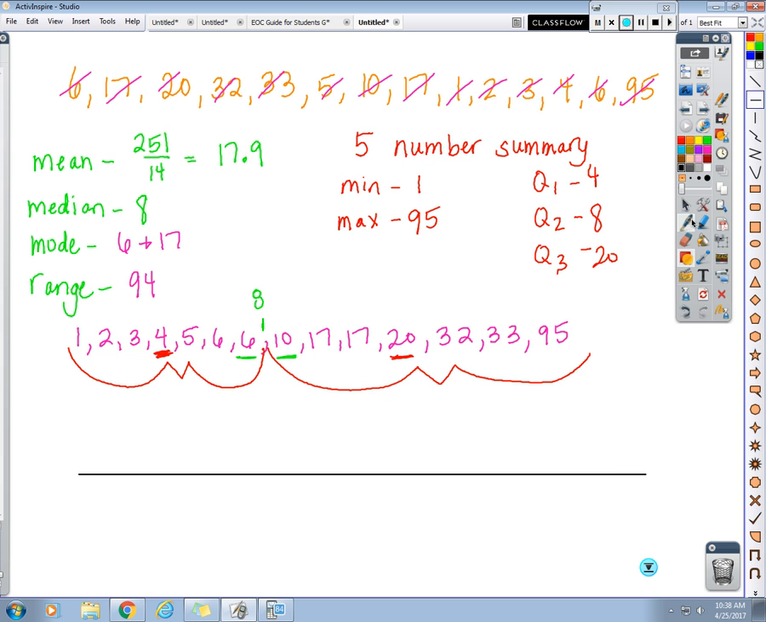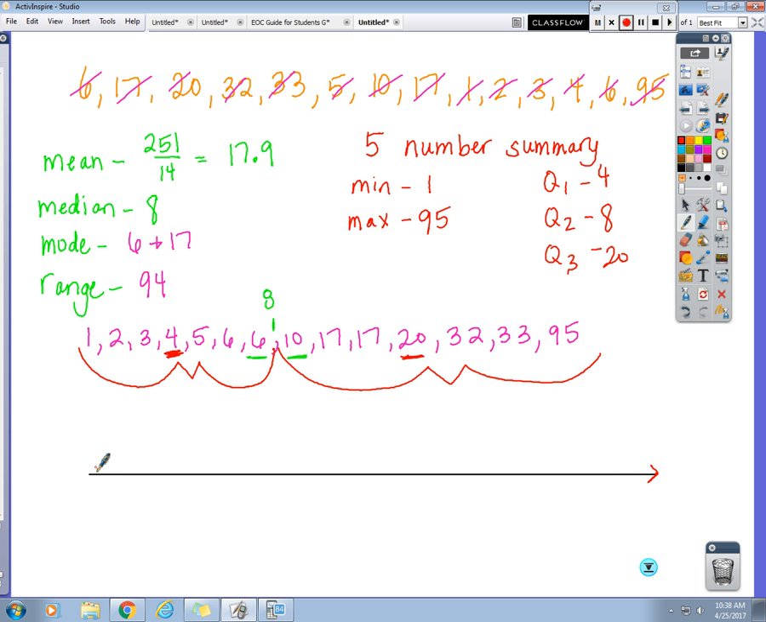And then you have to think about how to number that number line. Because we've got to get all the way from what to what? 1 to 95. So yeah, maybe we'll just go by 10. So starting at 0, and then we'll just go all the way to 100 by 10. So 10, 20, 30, 40, 50, 60, 70, 80, 90, 100.